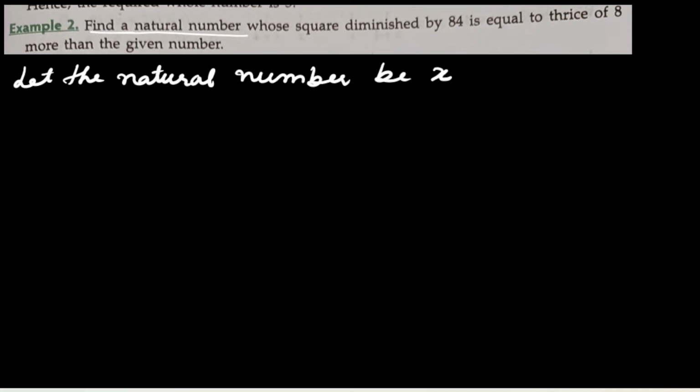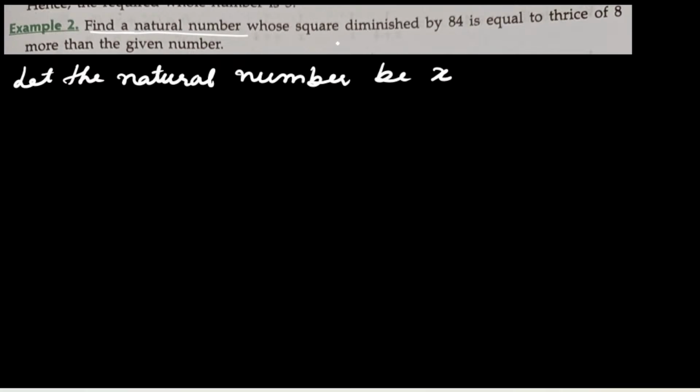So the next question is also related to numbers only. Find a natural number whose square diminished by 84 is equal to thrice of 8 more than the given number. So we have to find a natural number now. Like I told you in the previous question also, whatever we have to find, the same thing we can assume as x. So here the question says find a natural number, so I'll write: let the natural number be x.